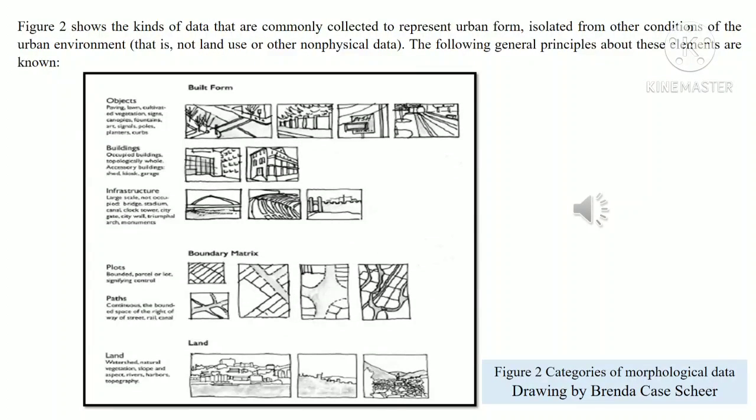In Figure 2, we can show the kind of data that are commonly collected to present urban form, isolated from other conditions of the urban environment. Categories of morphological data. In this figure, we can show object, building, and flows, path, land.